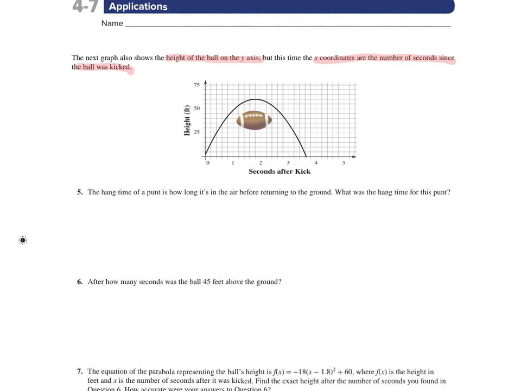Okay, it says the hang time of a punt is how long it is in the air before it returns to the ground. What is the hang time for this punt? So if we're very careful, it looks like it was a little bit over 3.6 seconds.